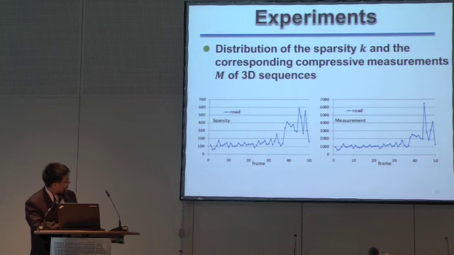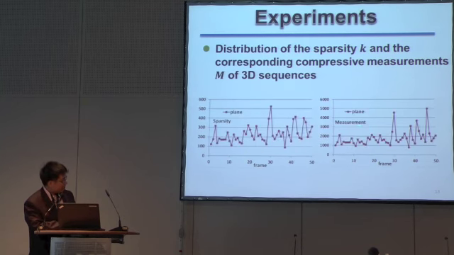This is the distribution of the sparsity K and the corresponding compressive measurement N of the 3D sequences. We can see the sparsity varies, and our dynamic measurement also varies with it. If we set a fixed measurement here, then we must have some errors. And on the other sequence, there is the same fluctuation too.